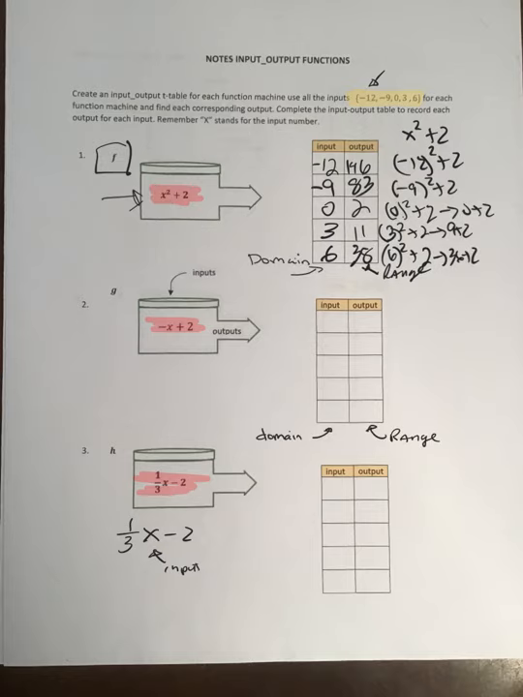Okay, so the next rule is, so this one is function, so this is the G machine. And -x plus 2 is called the rule or the equation, right? That's the function rule. And if they want us to put in -12, -9, 0, 3, and 6. So if we input -12 into the machine, that's your input, that means we're going to replace the x. And remember, x is the input. So this means we're doing a -1 times the input plus 2, because remember your x is your input.